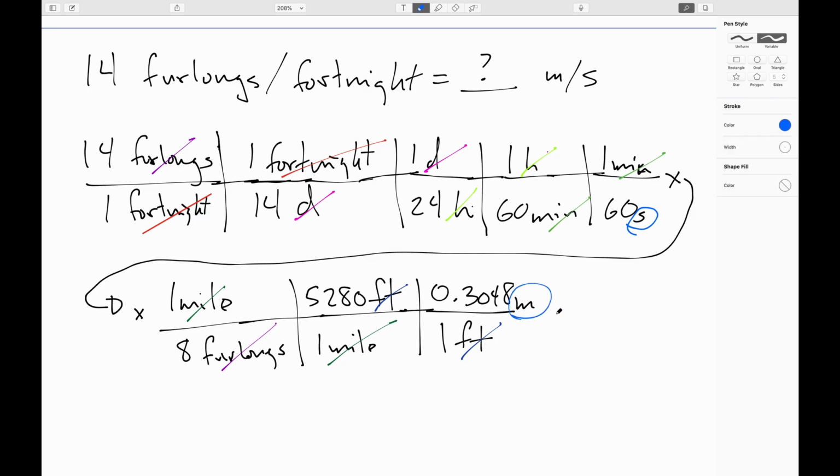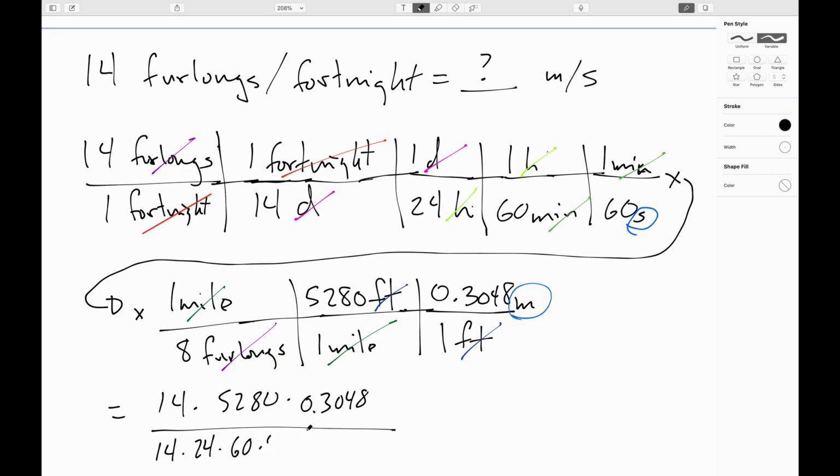All right, so now the trick here is we've got our meters and we've got our seconds left. So what you do is you multiply all the numbers together in the numerator. So it's going to be 14 times 5280 times 0.3048. And we'll divide by the product of all the numbers in the denominator. So it's 14 times 24 times 60 times 60 times 8. And we were left with meters per second. And if you crunch this through on your calculator, 14 furlongs per fortnight is 0.0023 meters per second, or 2.3 millimeters per second, if you prefer.